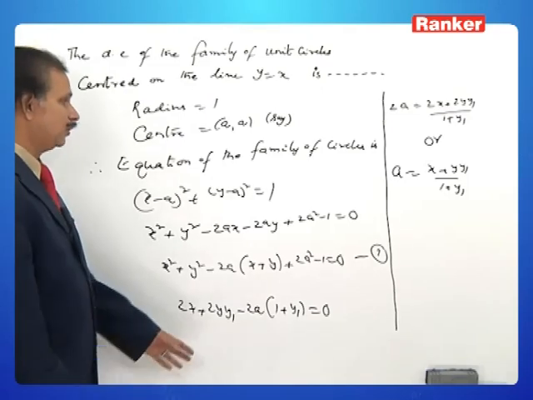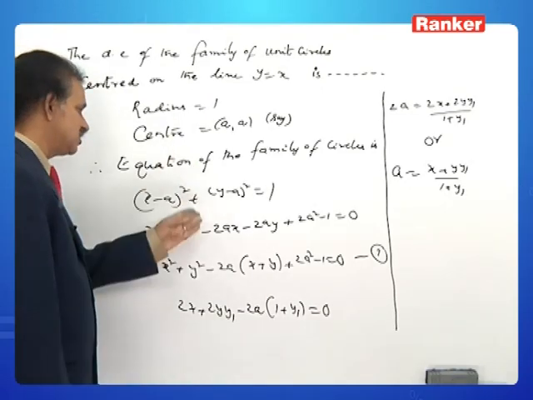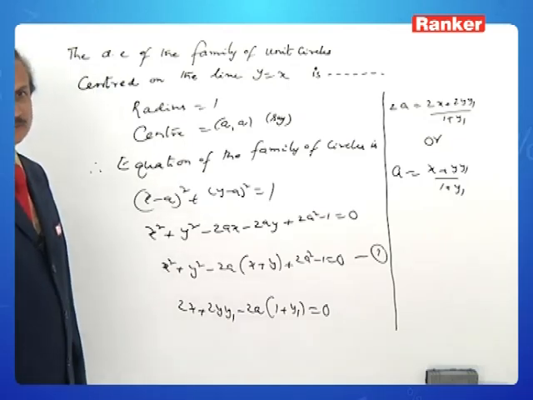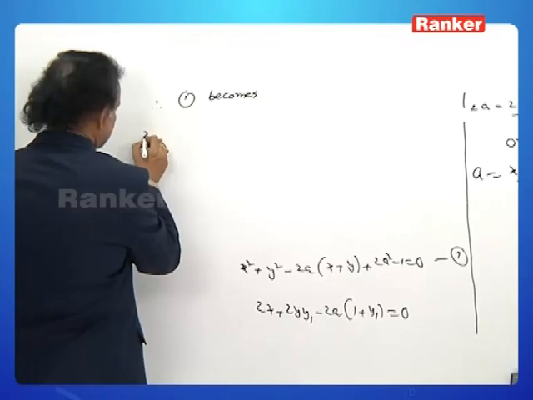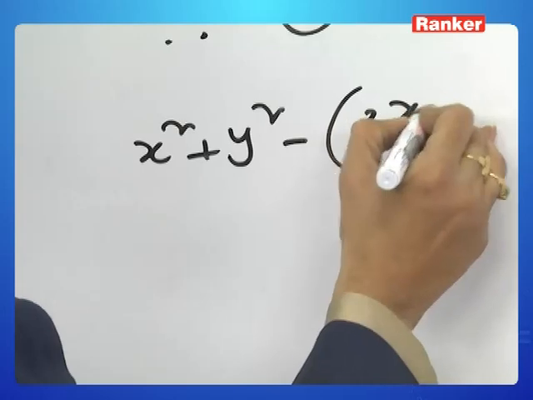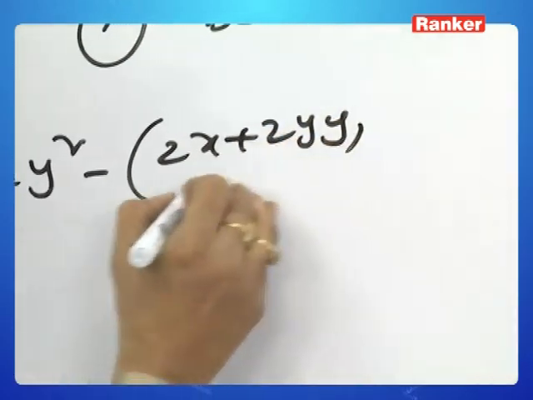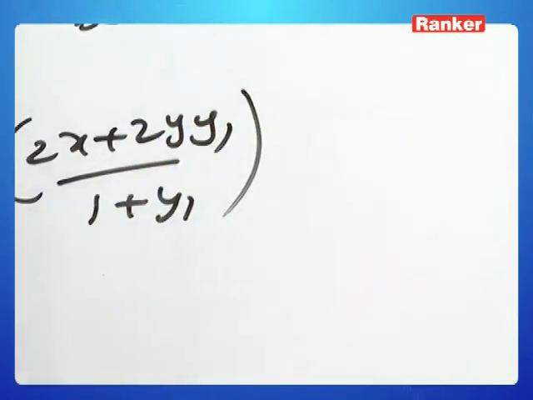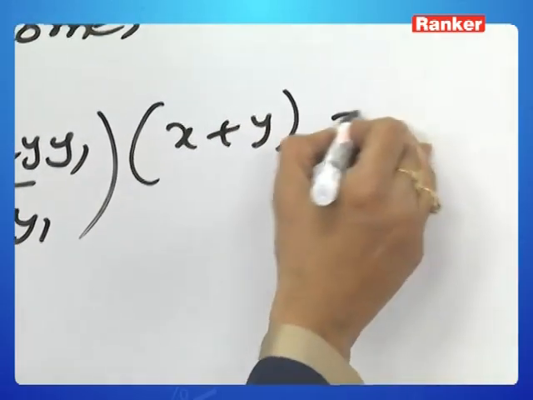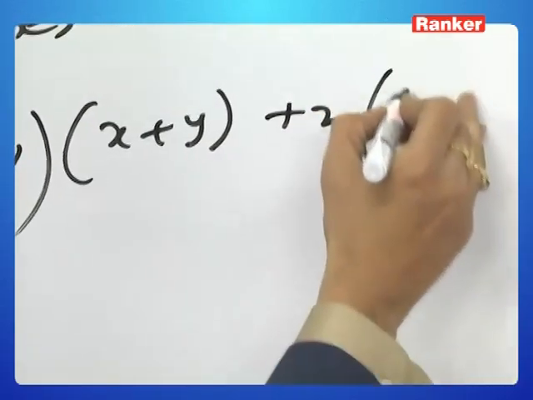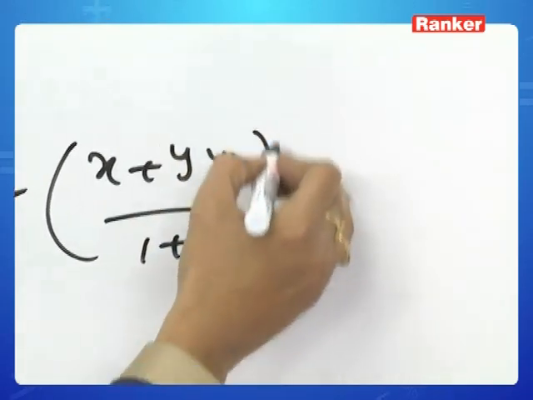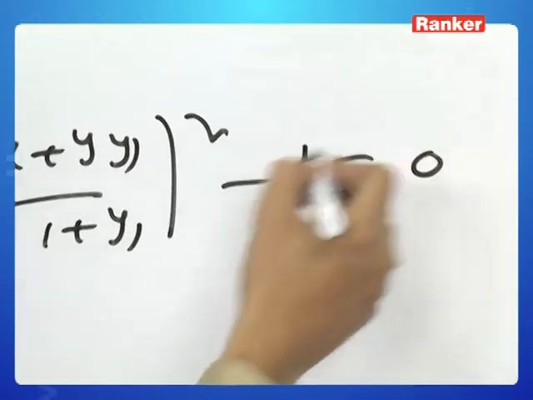Now, you go through the steps. I would like to remove this to observe the simplified format of the given equation. What shape does that take? x square plus y square minus 2 into x plus y y1 by 1 plus y1 into x plus y plus 2a square, that is, x plus y y1 by 1 plus y1 whole square minus 1 is equal to 0.